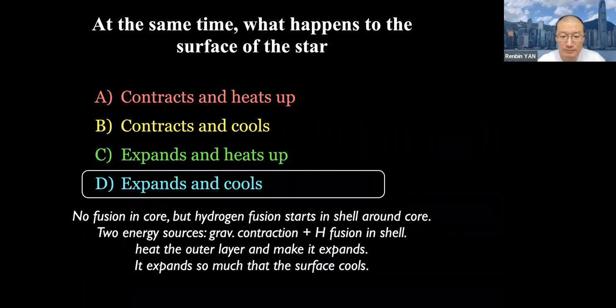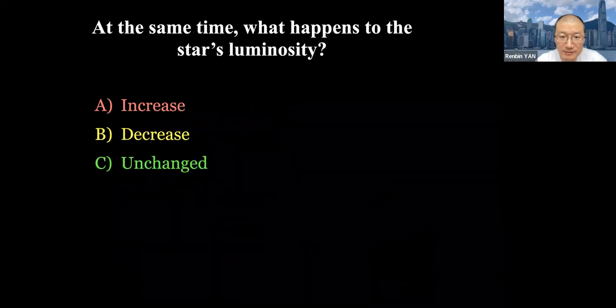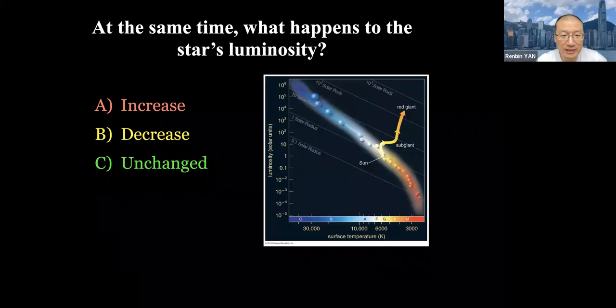So you have two energy sources, and because the heat is trapped, it has to expand in order to let the heat go out. And that's why we call such stars red giants. And so the third question is, at the same time, what happens to the star's luminosity? I'm not going to set the poll anymore because I already gave out the answer.